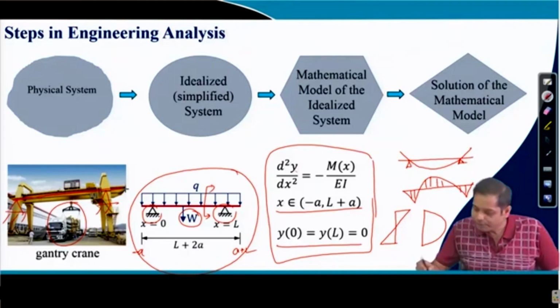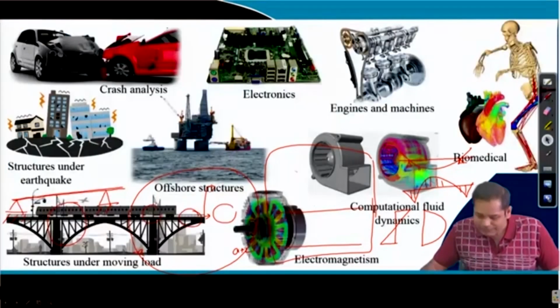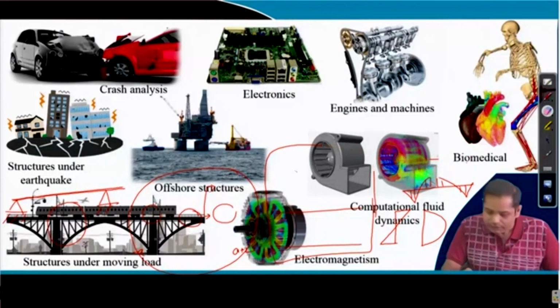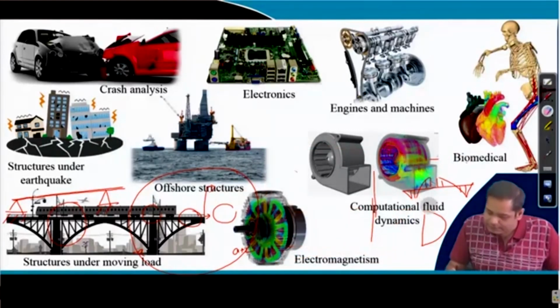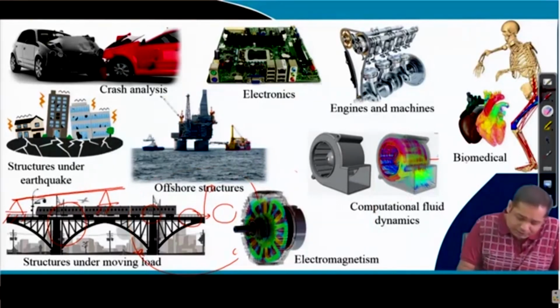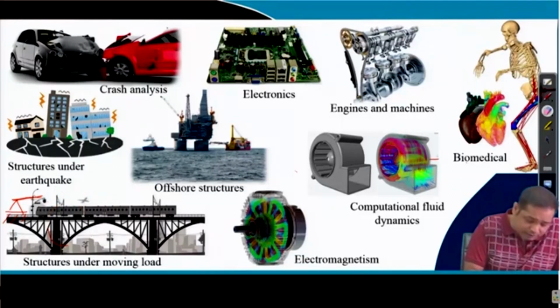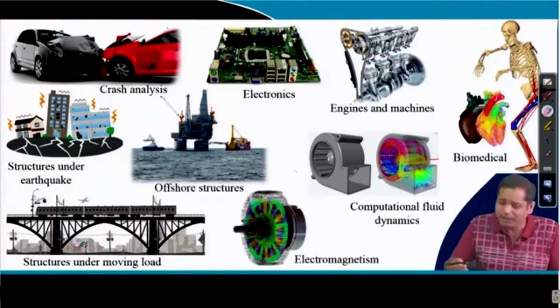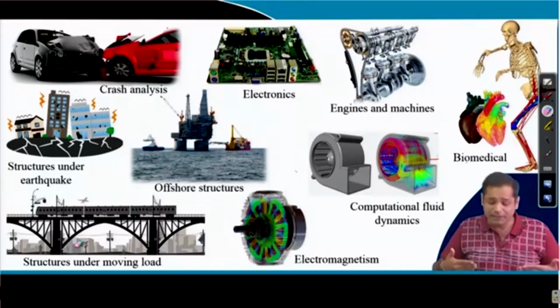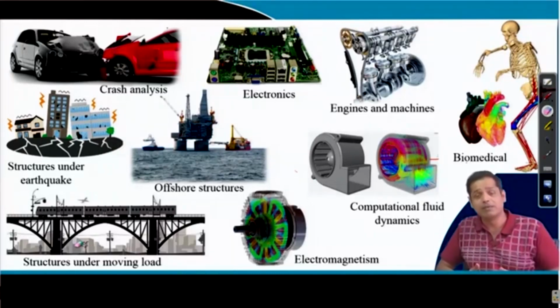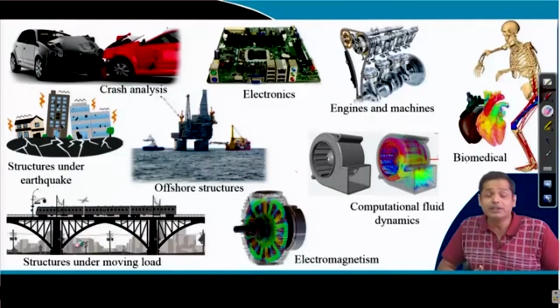Let me give you some examples. These are some engineering problems. For instance, if you buy a car, there will be a safety rating and a crash rating of the car. So they do crash analysis of the vehicle. If a collision takes place, what happens to the vehicle? We need to understand that before we design the vehicle, right?